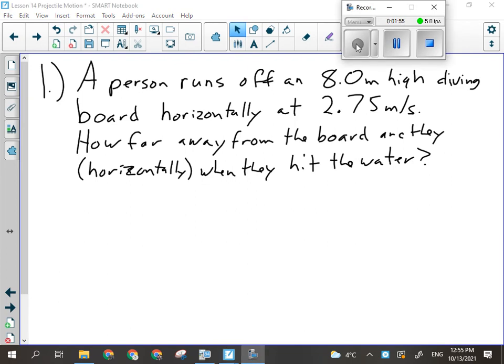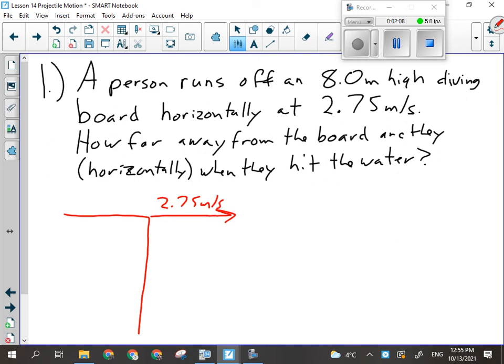All right, so this is the kind of basic horizontally projected projectile type of question that we have. Okay, so we've got the person running off the diving board at 2.75 meters per second. From a vertical perspective, we know that the acceleration is 9.81 meters per second squared. The displacement vertically is 8.0 meters. And what else do I know?